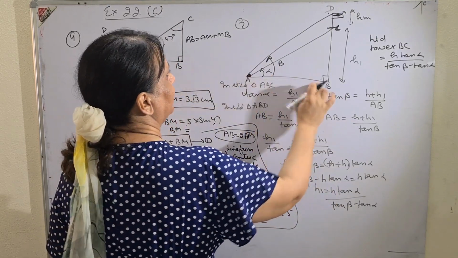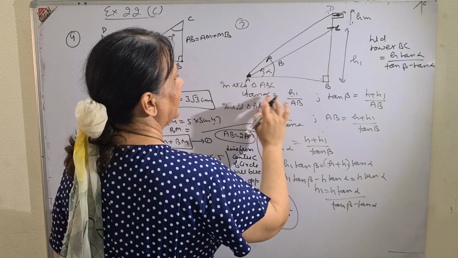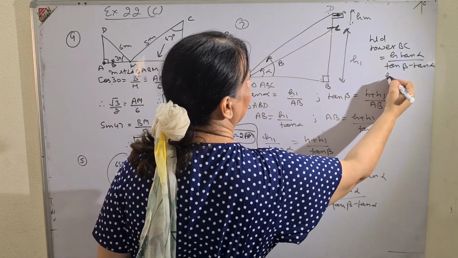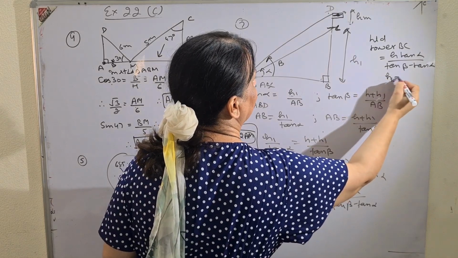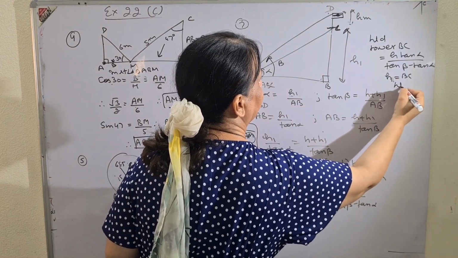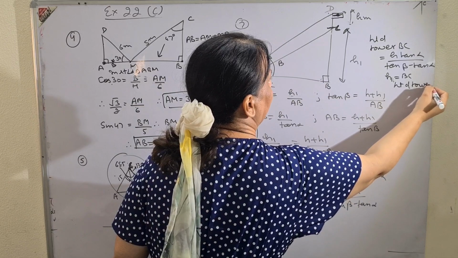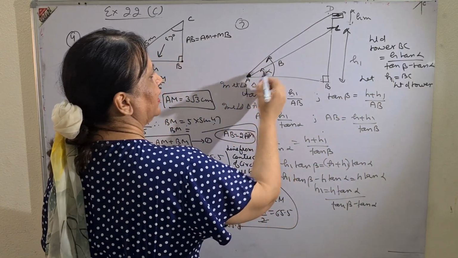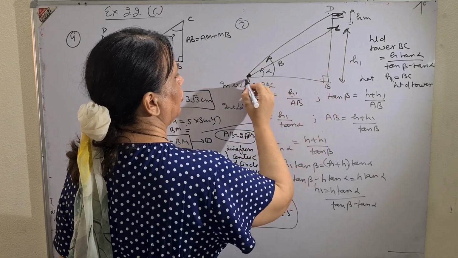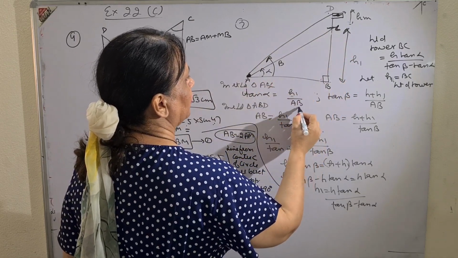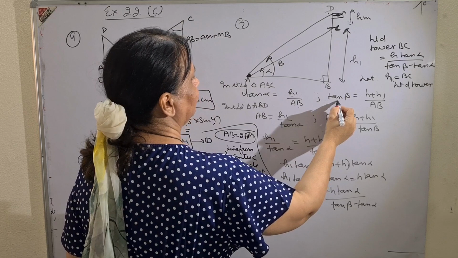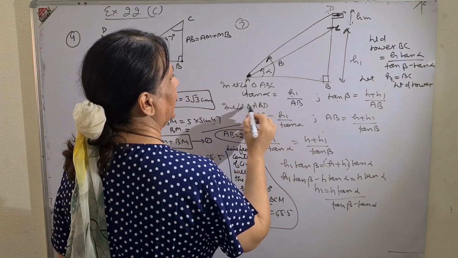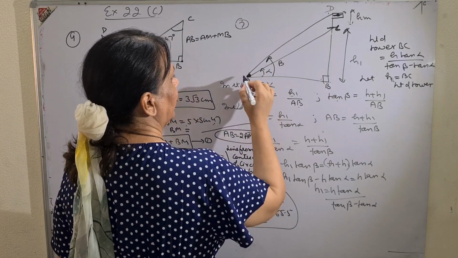So in triangle ABC, tangent alpha is h1 over AB, where, just to make it simple, I have taken h1 to be BC, the height of the tower, which I have to prove. Let h1 be equal to BC, the height of the tower. So tangent alpha is equal to h1 over AB. You can find the value of AB afterwards, but then you come to right angle triangle ABD.